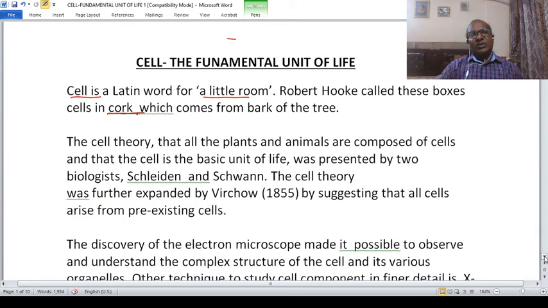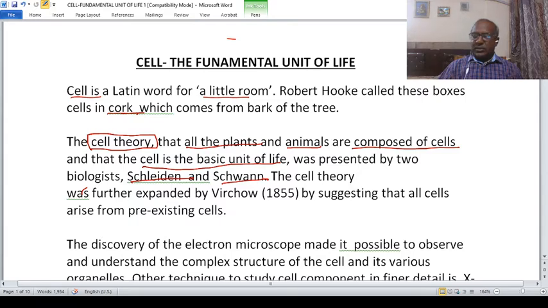Based on the cell, there came a theory called cell theory. This cell theory states that all plants and animals are composed of cells, and the cell is the basic unit of life. This was given by two biologists, Schleiden and Schwann.